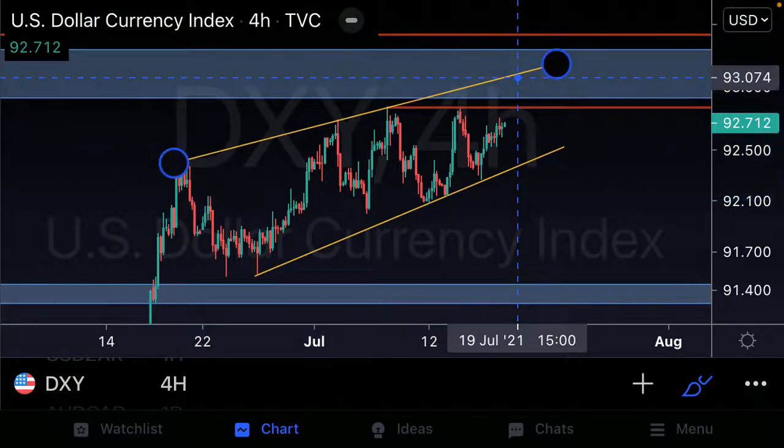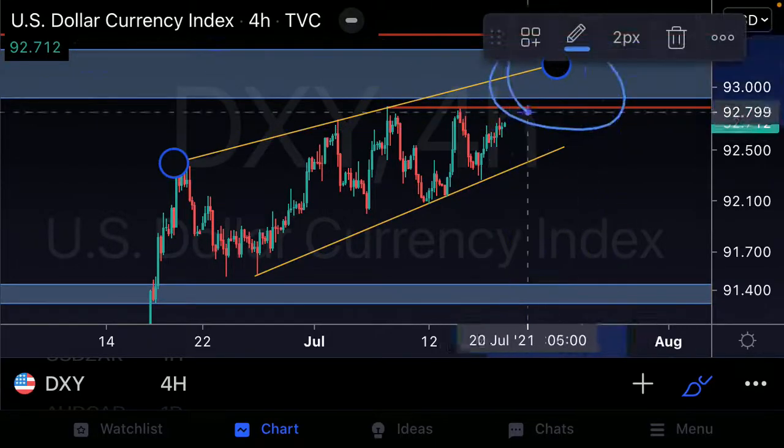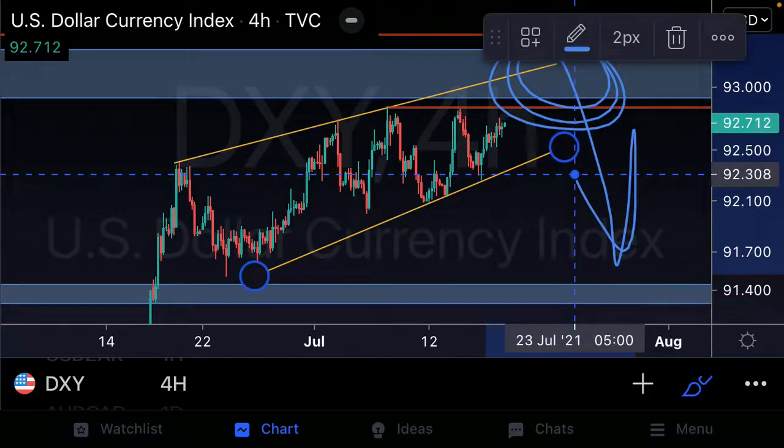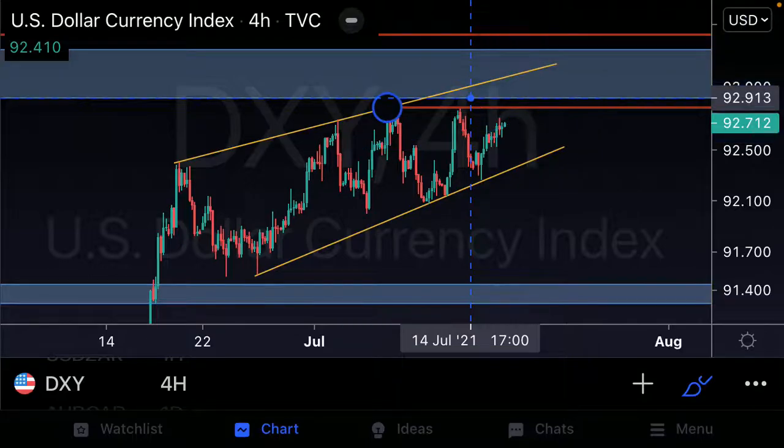So we do have a multi-touch structure, first touch there, second touch over there. We could expect prices to terminate, giving us that third touch in this area of value. So what we'll be looking for on the DXY is for prices to pull into our area of value for our high probability sell setups.